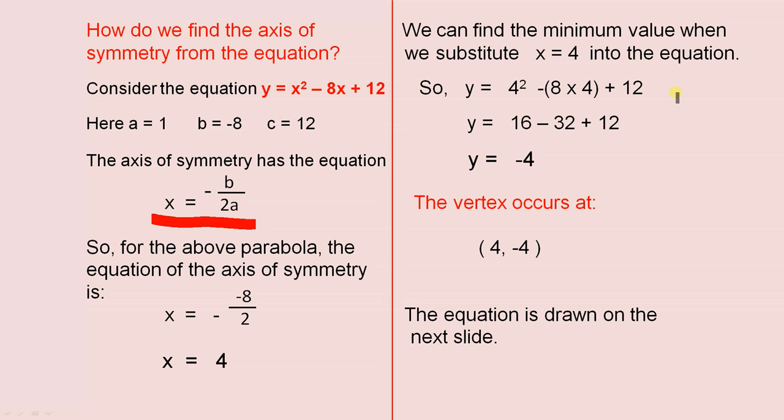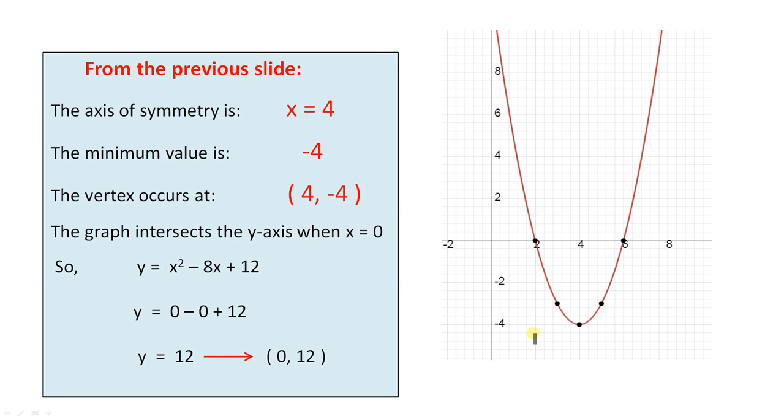We can find the minimum value when we substitute x equals 4 into the equation. So after we substitute x equals 4 into the equation, we have y equals minus 4. So the vertex occurs at (4, minus 4). This equation is drawn on the next slide. So there it is there. This is all repeated from the previous slide. There is the graph, and this is all the information here.